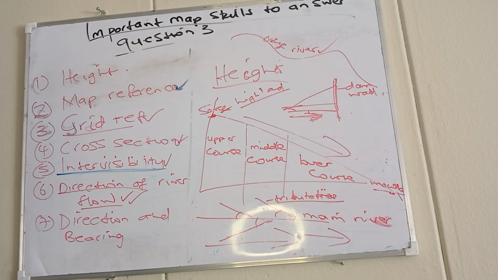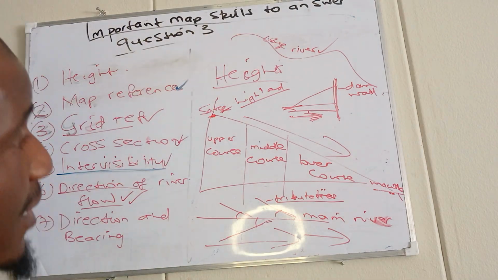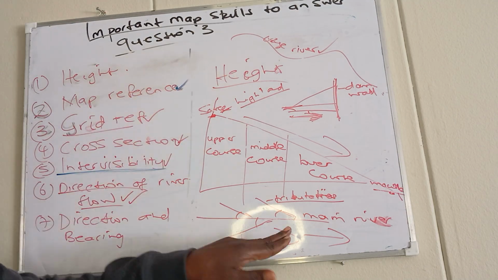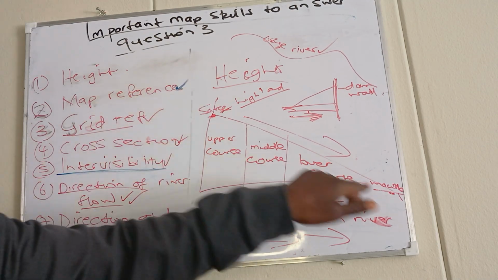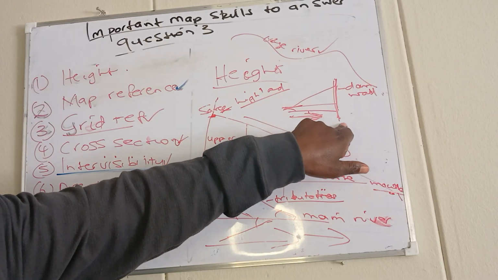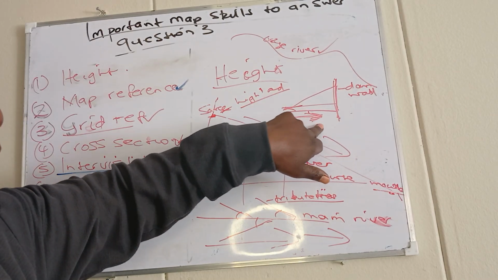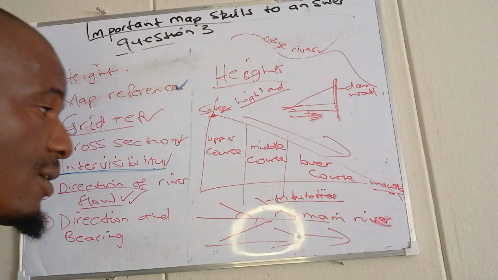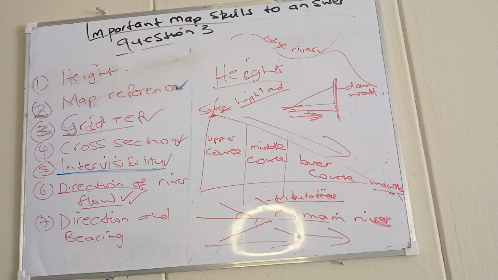But the most important one, you have to make sure that you try all the different ways to determine the direction in which the river is flowing. You check your height, check your tributaries, check the higher land, the lower land, check the direction. Of course, the river will also flow towards the dam wall. Then also how the name of the river is written. It can also help you in knowing the direction in which the river is flowing.